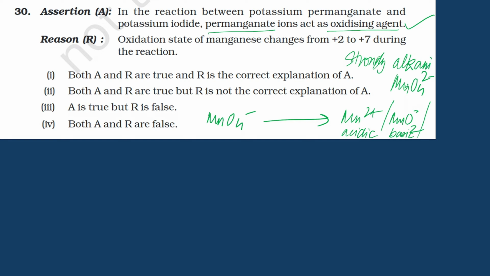This is the deal, right? A is correct. B is shady. Oxidation state of manganese changes to plus... No, it's the other way around. It goes from plus 7 to plus 2 or plus 4. It depends. Could go to something else, but the second statement is wrong on multiple levels, right?